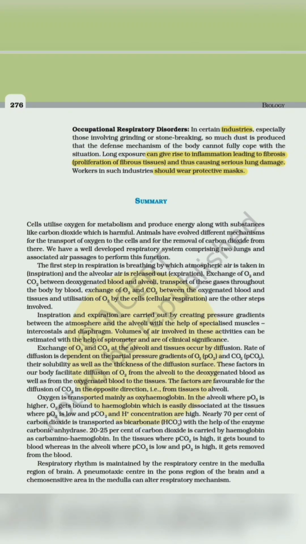Respiratory rhythm is maintained by the respiratory rhythm center in the medulla region of the brain, a pneumotaxic center in the pons region of the brain, and a chemosensitive area in the medulla can alter the respiratory mechanism.